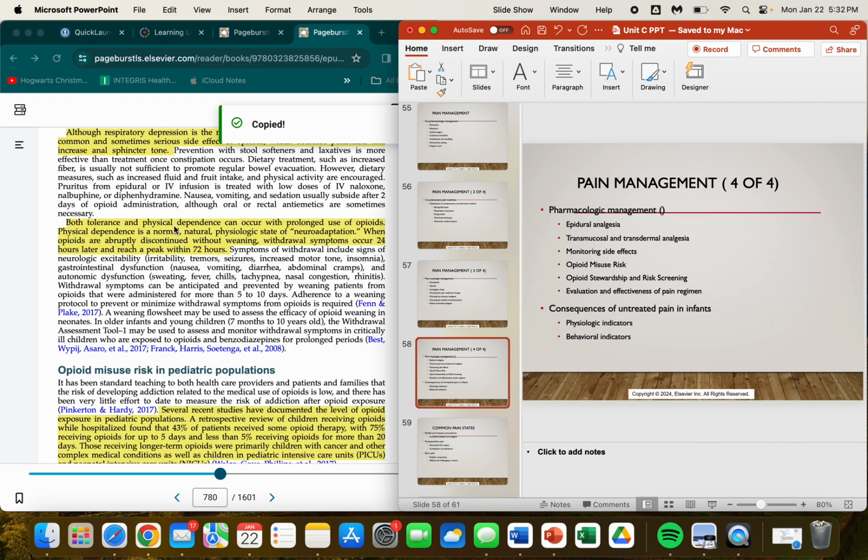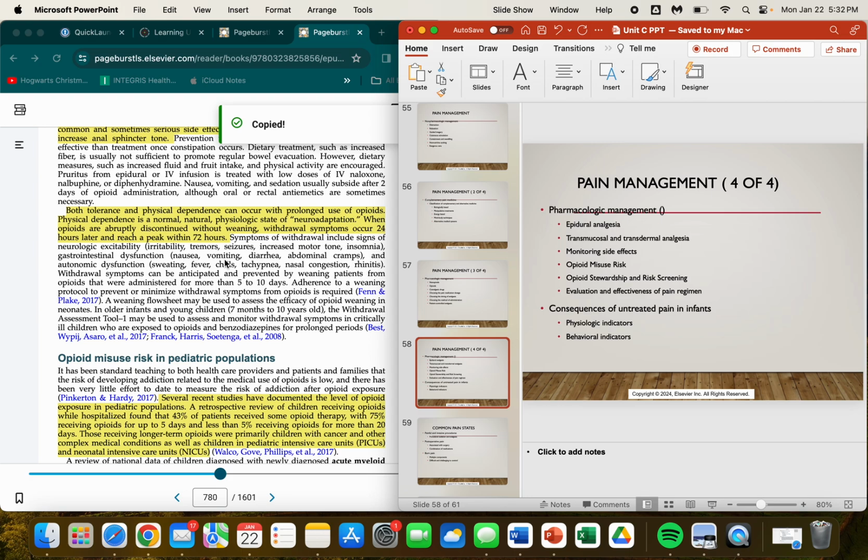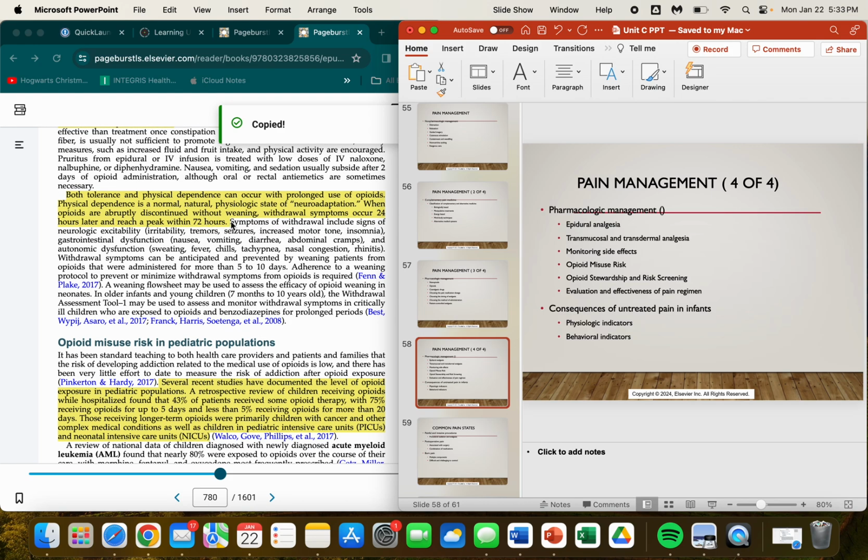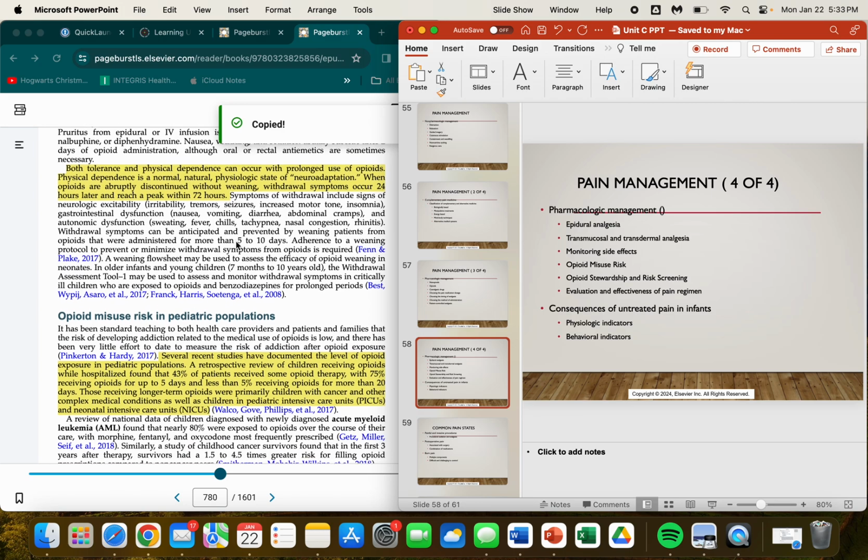Physical tolerance and physical dependence can occur with opioids. Physical dependence is normal and natural, because our body adapts to that dose. When opioids are abruptly discontinued without weaning, we can actually withdraw, and usually that starts to occur about 24 hours after and peaks at about 72 hours.